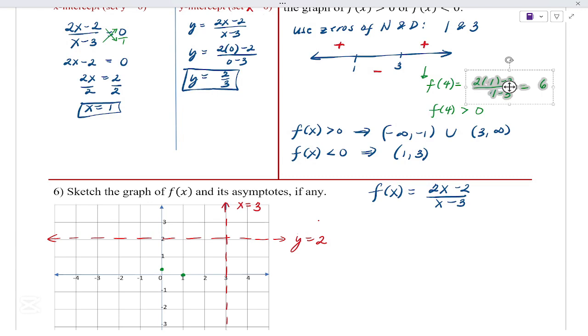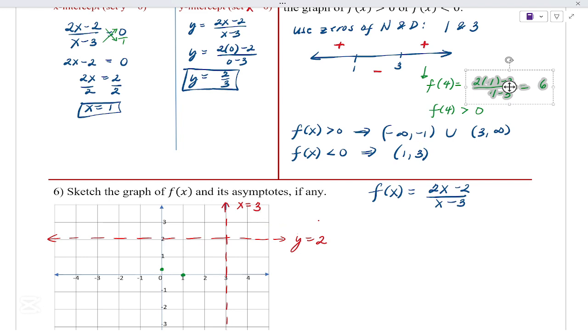So now we are ready to sketch the graph of the function and its asymptote. Using the sign analysis, on the interval 3 to infinity the sign is positive. It means that the graph is above. 3 to infinity is on this part, and this is the area where the graph is above the x-axis.